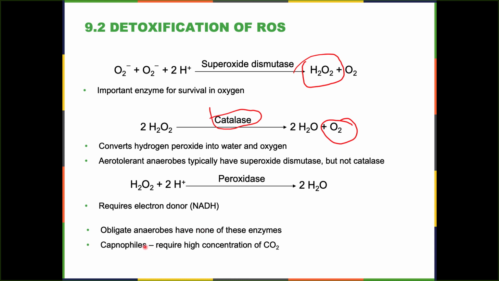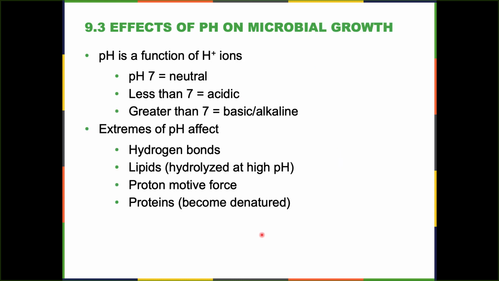And then there's a special group called capnophiles. All right, they are anaerobic, but they also require high concentrations of carbon dioxide, and this carbon dioxide is very important for them. Okay, so that's the requirements for oxygen. Going through our list, we're going to continue and talk about the effects of pH. Right, and so pH, we're going to get into just a teeny tiny bit of the chemistry, right?